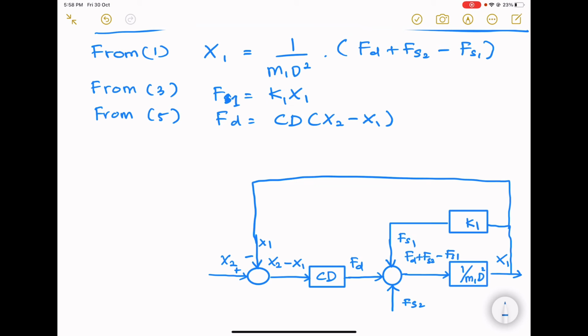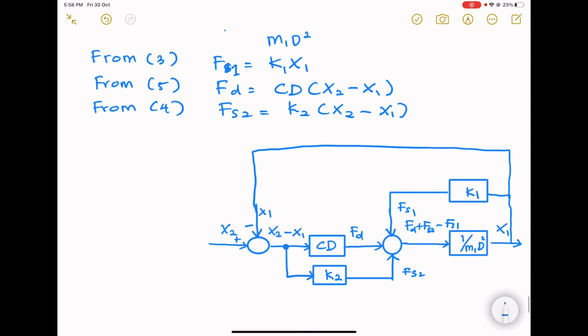Then let's solve for Fs2. Fs2 is from equation 4. Fs2 is equal to K2 (x2 minus x1). So we draw K2. Then since x2 minus x1 is already in the system, we just tap from there.